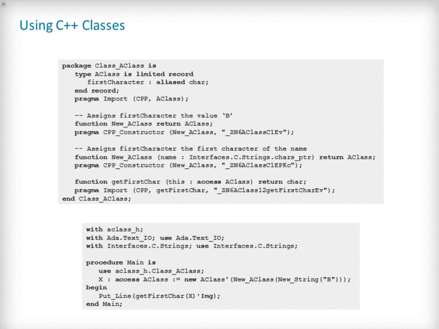An example of this is shown in the Ada main program at the bottom of this slide. The access type object X points at a new instance of the A class, created by calling the new_A class constructor, passing it a new string. The getFirstChar subprogram is then called against the X object, and the result of which is passed to the Put_Line subprogram. The output from this Ada main program is therefore the character B.